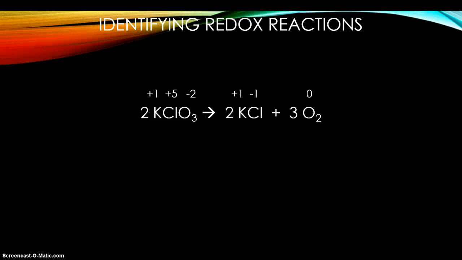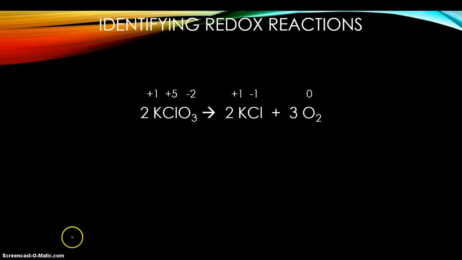Then I'm going to go to the other side. Potassium, it's an alkali metal, +1. Chlorine, this time, is bonded to potassium. And whenever a halogen is bonded to a metal, it's always going to be -1. So there we go. Oxygen is by itself. It's a pure substance. Pure substances are always 0. And so we assign it an oxidation number of 0.